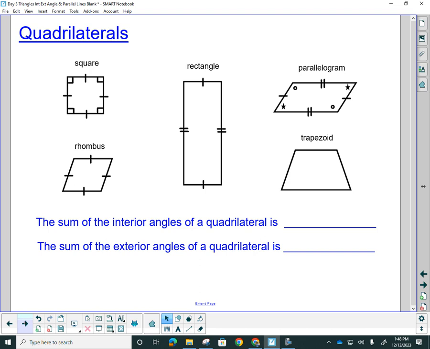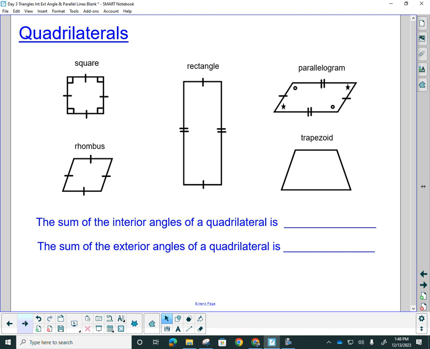Oh, sorry, before we go to that, know that some of these rules also apply for quadrilaterals. All right, so we've got different quadrilaterals. So the difference between a triangle and a quadrilateral: a triangle, of course, is tri for three sides. A quadrilateral stands for four sides. And so we have the different quadrilaterals.